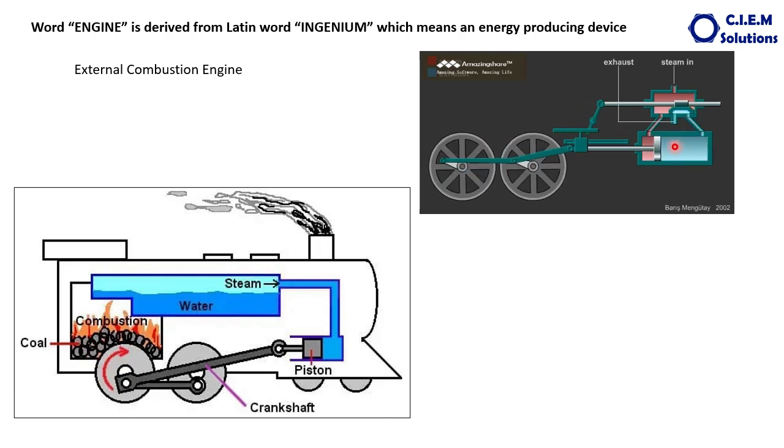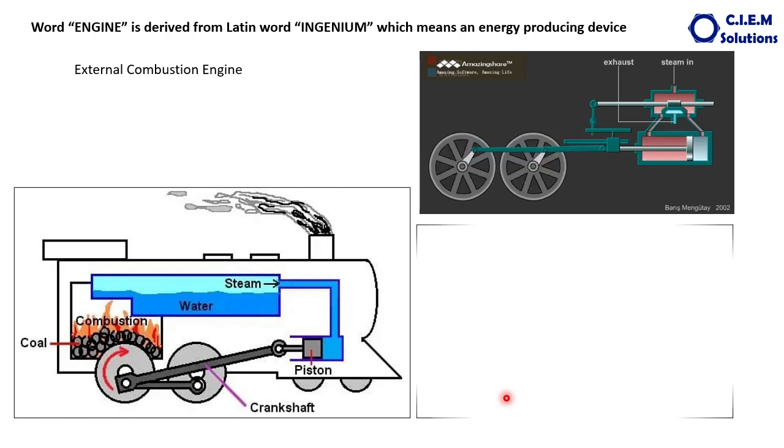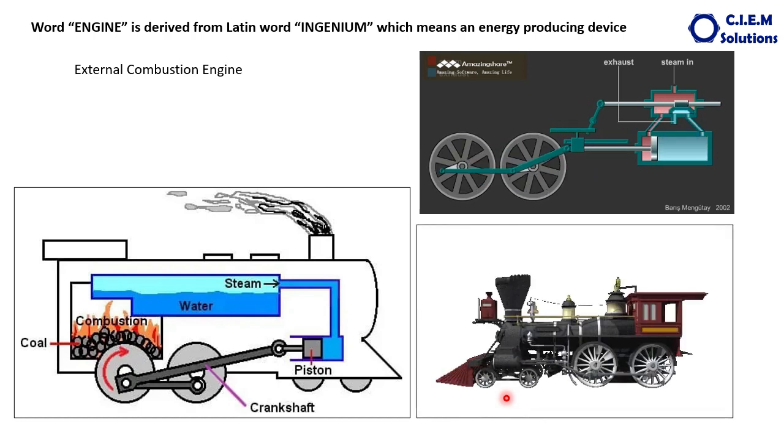This operation repeats, causing the piston to move to and fro in a linear way, and all these linkages are connected to the cranks of the wheels. So this linear motion of the piston is converted into rotary motion. This is one example of external combustion engines. There are a few more examples like steam turbines, etc. This is the animation of the locomotive, how it moves.